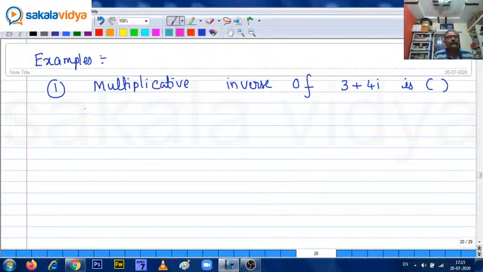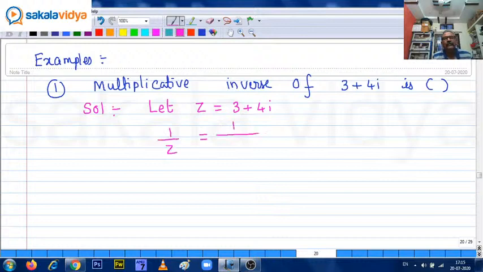See the solution. First I complete one problem. After that you may do it. Let z is equal to 3 plus 4i. Multiplicative inverse is 1 by z, 1 upon 3 plus 4i. But what we need to do? Now we need to conjugate. Conjugate means multiply with the conjugate complex number. That is 3 minus 4i. Am I correct now? 3 minus 4i.